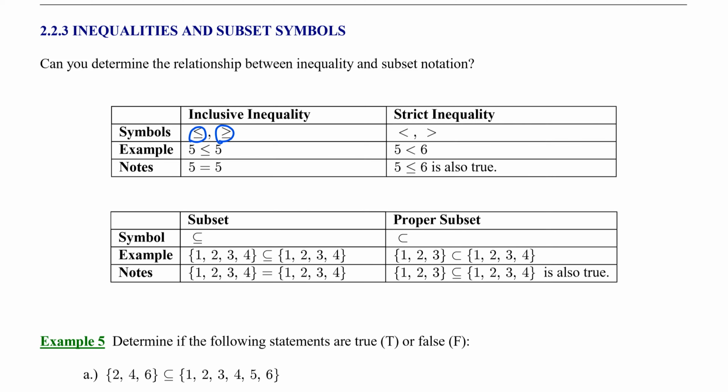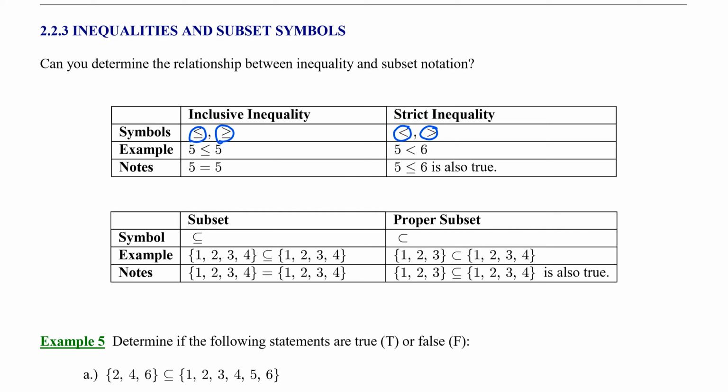So that inclusive inequality symbol allows for the possibility that the two elements on either side of the symbol are equal. In contrast, we have two strict inequalities. They are less than and greater than. They do not allow for the possibility that the two elements on either side of that symbol are equal. So 5 is less than 6 is true because 5 is strictly smaller than but not equal to 6. That is the most specific expression of the relationship between 5 and 6, but we could also say that 5 is less than or equal to 6 is also true.